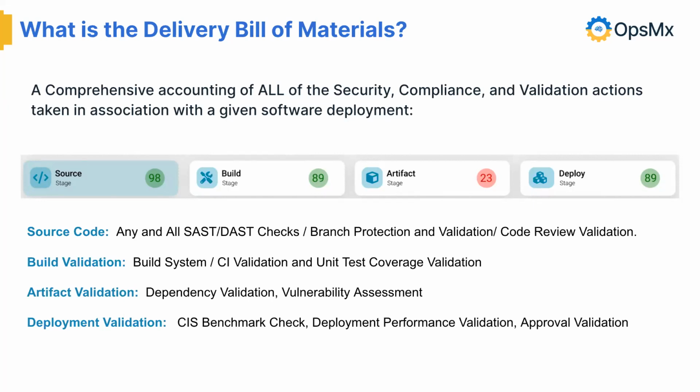So the types of things that happen within the build system, we want to make sure that we're capturing and documenting as part of that delivery bill of materials. Artifact validation. So we start getting into dependency checks, right? And sort of the efficacy of some of the dependencies that were brought in. Have they changed since the last deployment? And then ultimately vulnerability assessments.